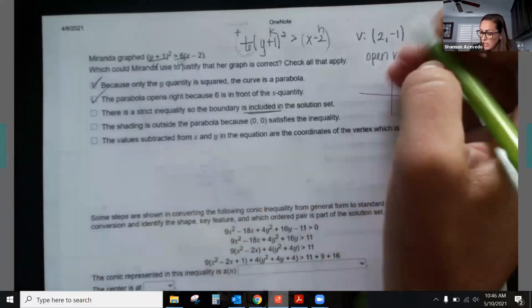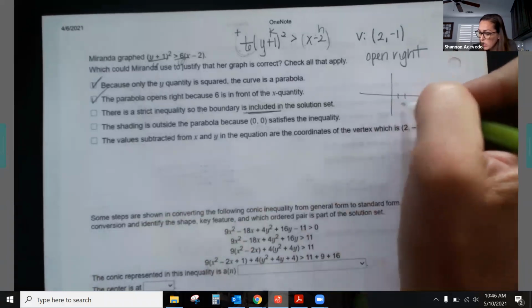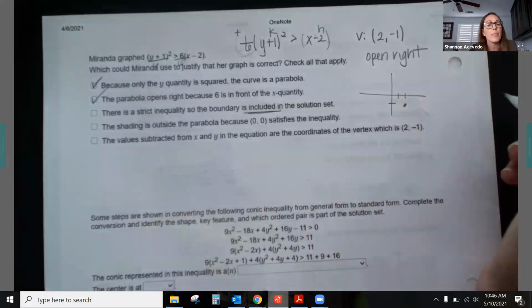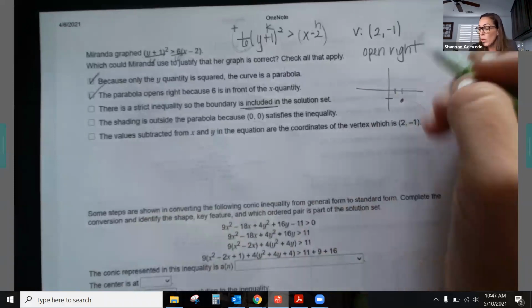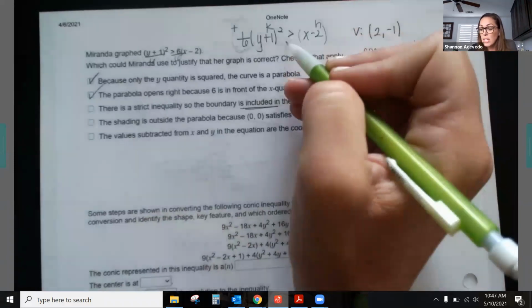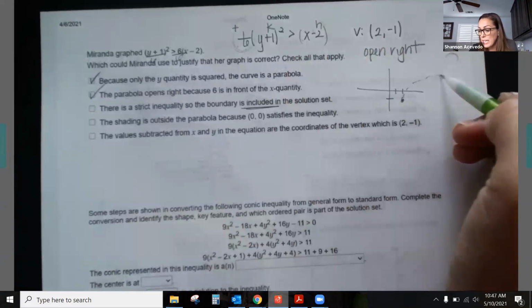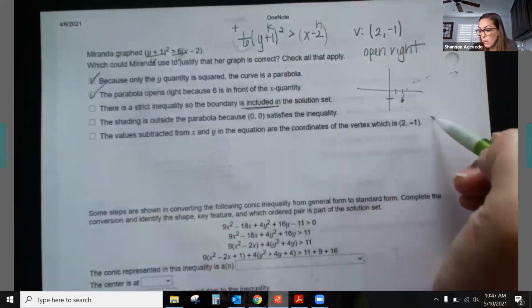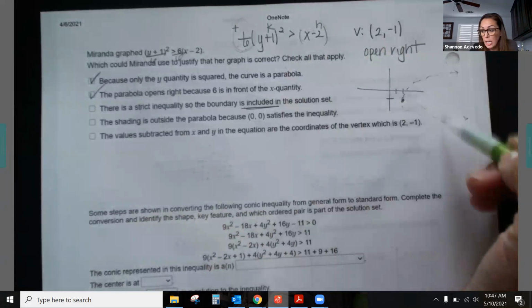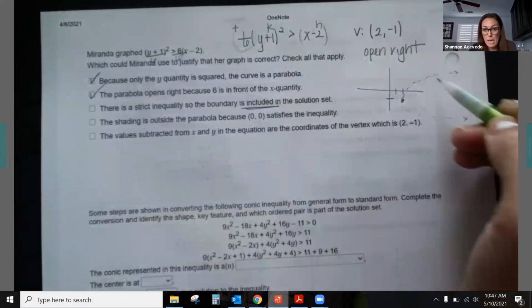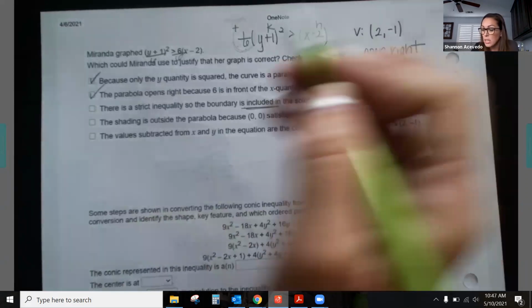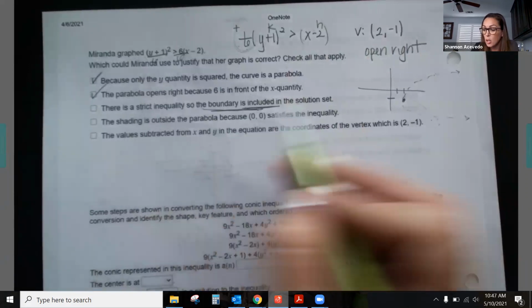I have my vertex. It's going to be at 1, 2, -1, somewhere here. So when this opens, all right, my graph, this says it's strictly going to be greater than, so it's going to be a dashed line. It's going to be a dashed line. This line creates the boundary, so vocabulary. This one says the boundary is included.